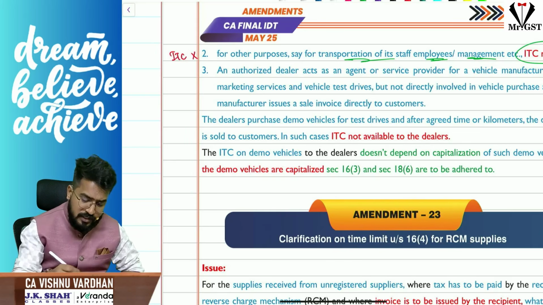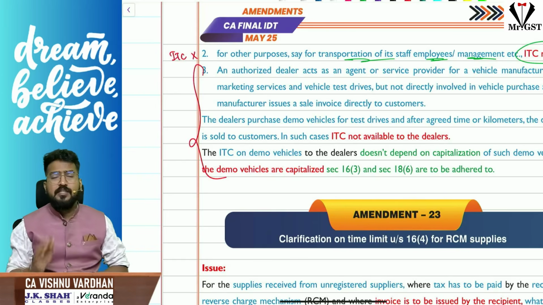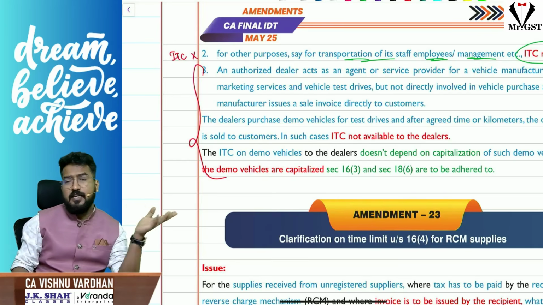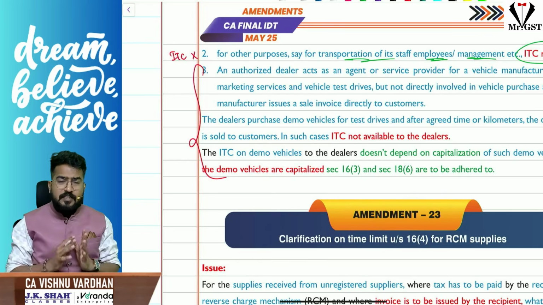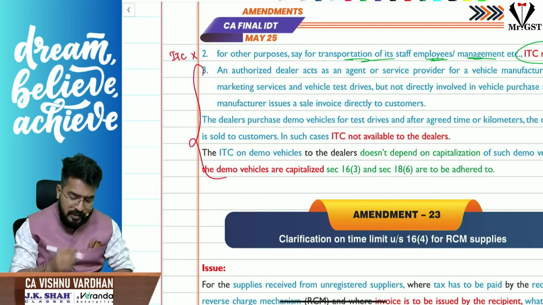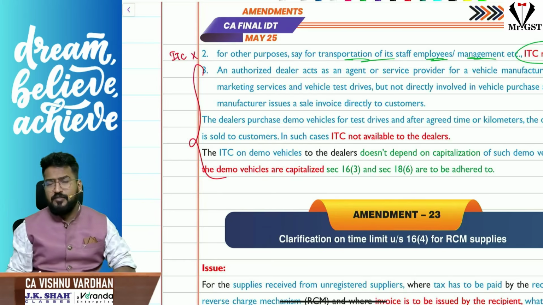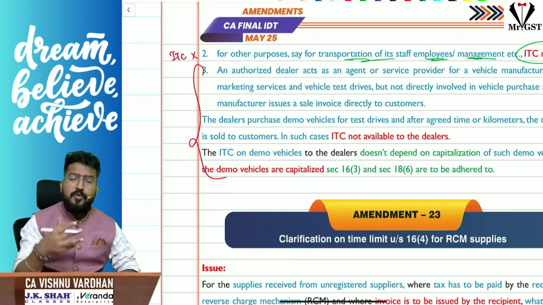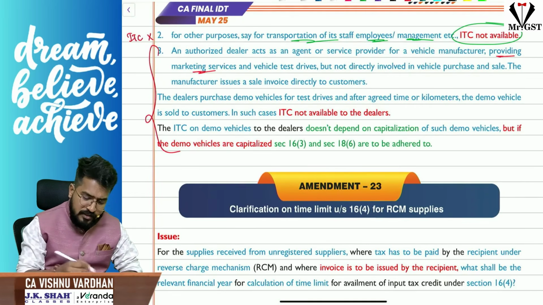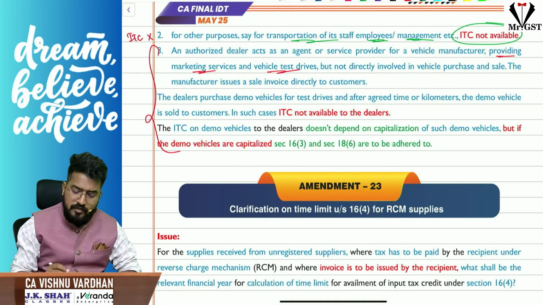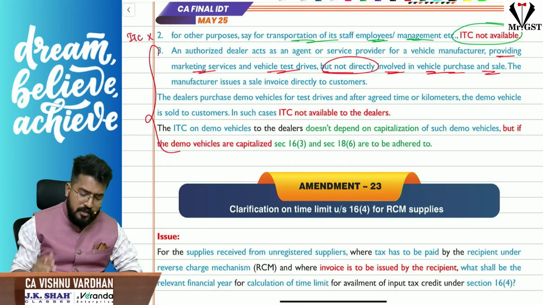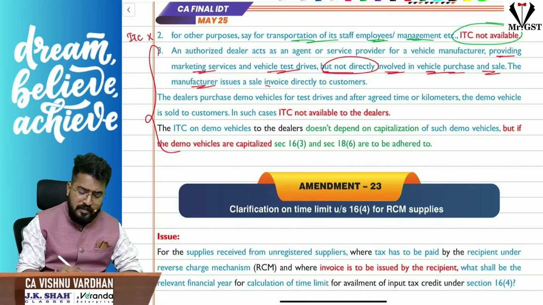The final situation, the interesting part here, sir: you are not an authorized dealer who will sell the cars directly to the customer. You are just acting as an intermediary or an agent, where the manufacturer of the cars directly sells the cars to the customers, but you act as an agent to sell the cars and you take some commission for that. For providing your services as an agent, to provide marketing services, vehicle test drive services, all that stuff, you are not directly involved in vehicle purchase and sale. As I told you, the manufacturer will directly issue the invoice to the customers.